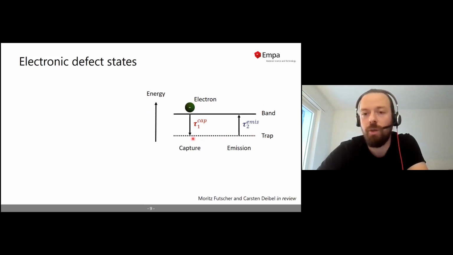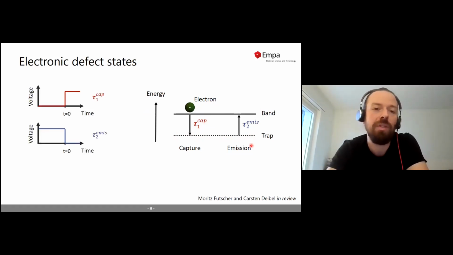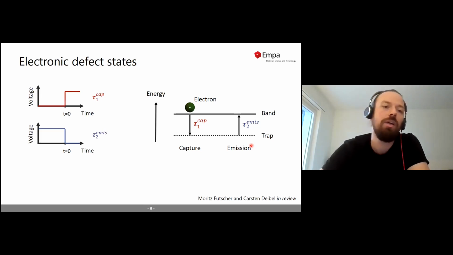This electron can be trapped with a certain time constant, which means it's localized, and then it can again escape from this trap state with an emission time constant. How would we, in an experiment, try to determine these values?